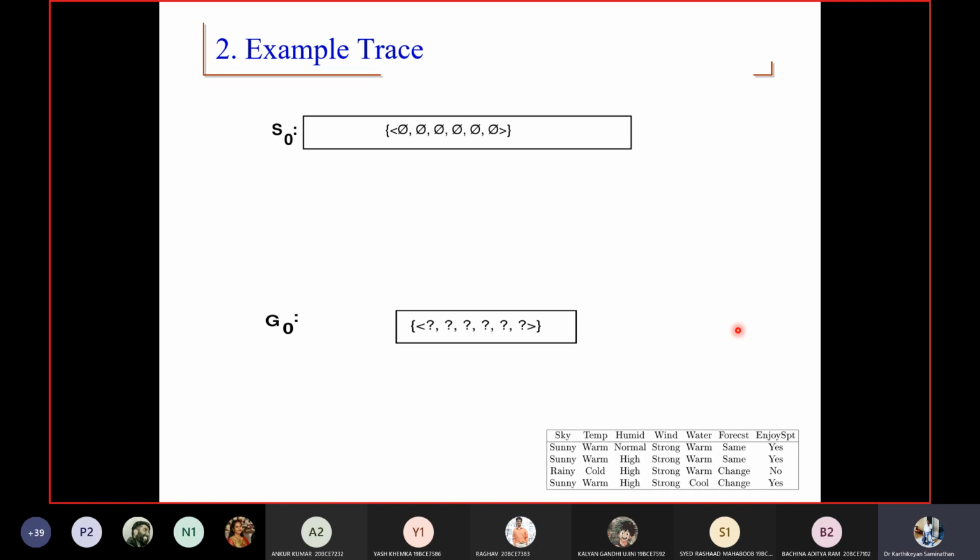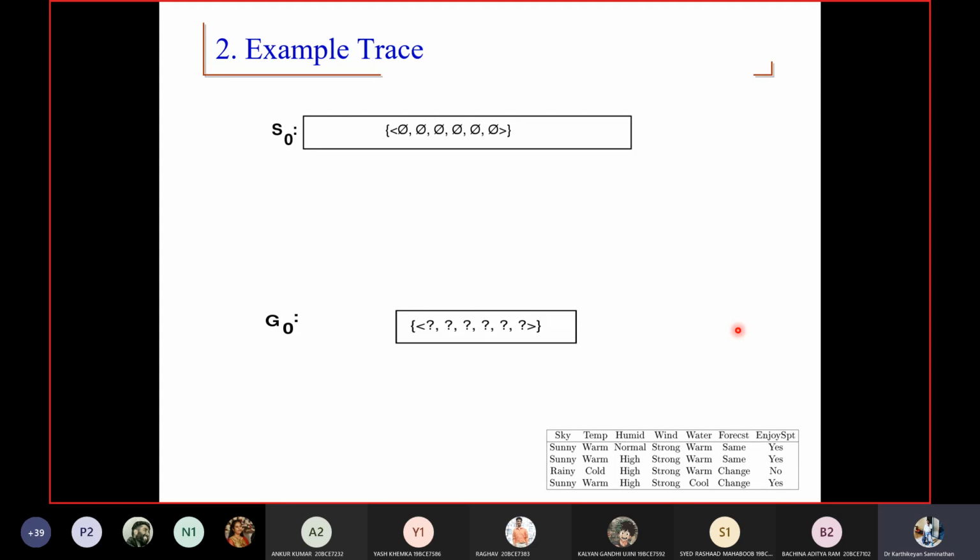Next one. Any answers? Can you say me S1, G1? S1 is sunny, warm, normal, strong, warm, same. G1 is all question marks. Yes, very good.